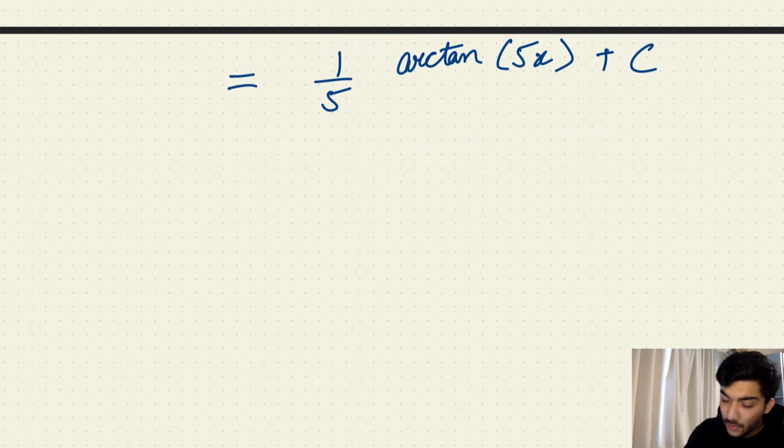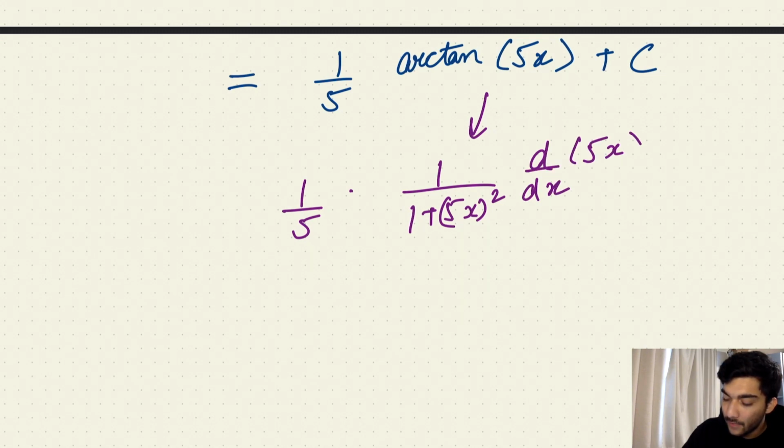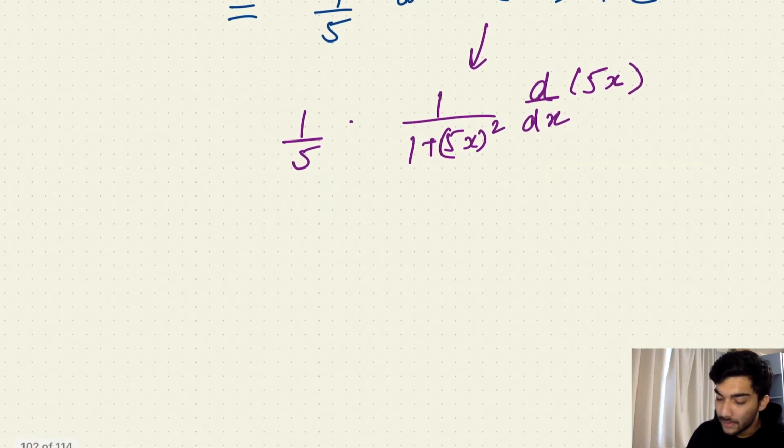So if we differentiate this expression, the 1 by 5 would remain the same, and this would become 1 upon 1 plus 5x square, and because of the chain rule, we will have to take the derivative of 5x as well. And the derivative of the constant of integration would be 0, so we don't care about that in this case.